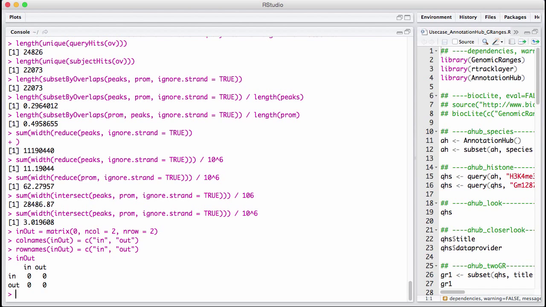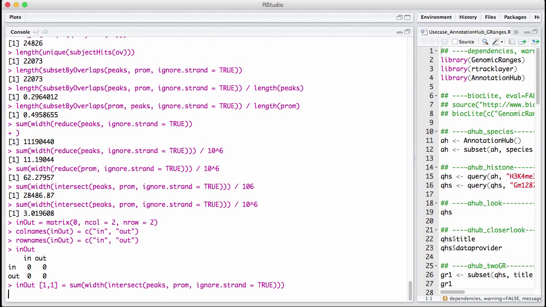So "in" is going to be the number of bases that are part of both of the things. That's really the intersect, the sum of the bases we have in the intersect command. And we've got to put that up in element 1,1. So we're going to have peaks on the rows and promoters on the columns.